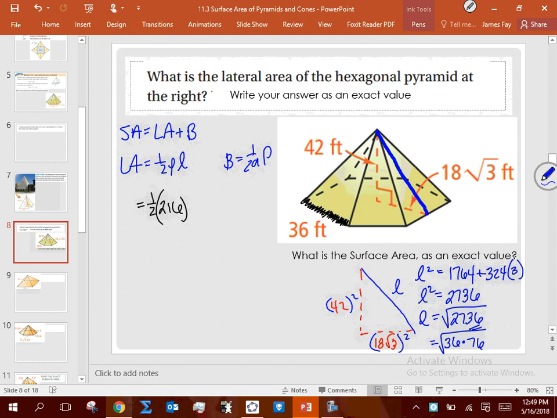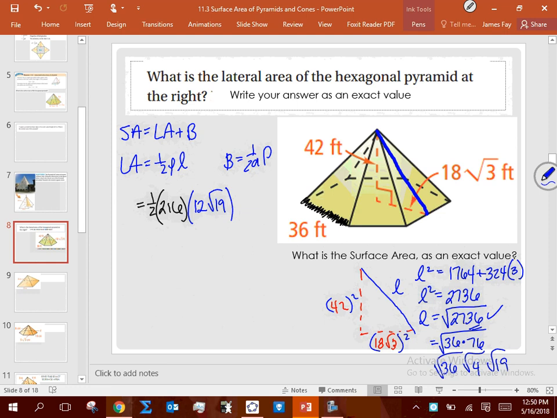We get to 4, and 4 does work. How many times does 4 go into 76? 19 times. So I get radical 36 times radical 4 times radical 19. That's how this number right here breaks down. What's the square root of 36? 6. What's the square root of 4? 2. What am I going to do with that 6 and that 2? Multiply them together. And then 19 is a prime number. So there's my slant height, fully simplified.